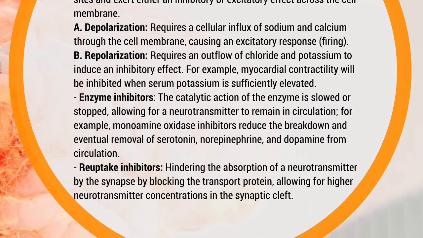Moving on, we also have reuptake inhibitors, which you are well familiar with, which hinder the absorption of neurotransmitter by the synapse by blocking the transporter, allowing for a higher neurotransmitter concentration in the synaptic cleft. This is how SSRIs work. Basically, the reuptake transporter is inhibited. Therefore, you have more serotonin, dopamine, and norepinephrine available at the synaptic cleft.